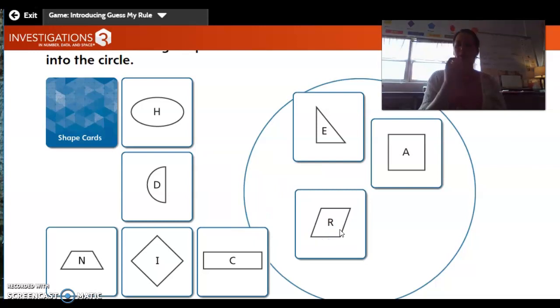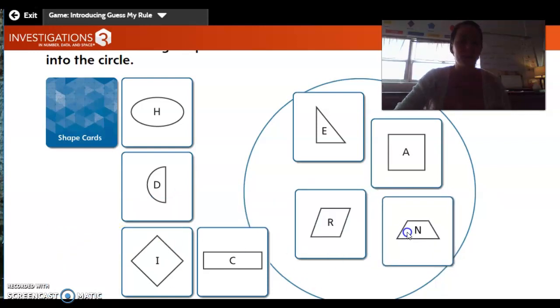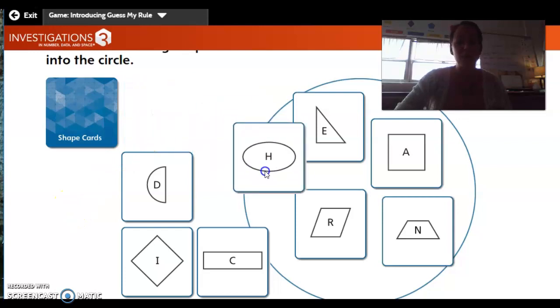Okay, I put 3 shapes into my circle. So look at the shapes. What do you notice about these shapes? What common attributes do these shapes have? Do they have the same number of sides? No, so that couldn't be it. Ooh, do they all have straight lines?